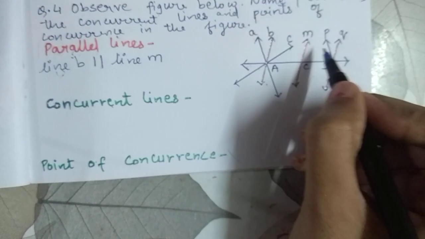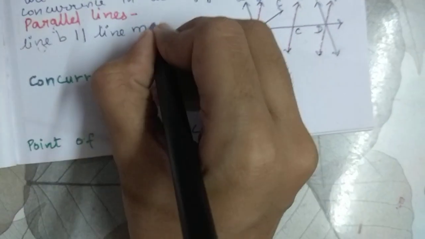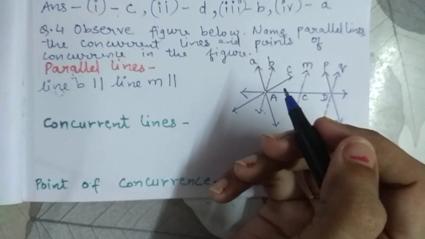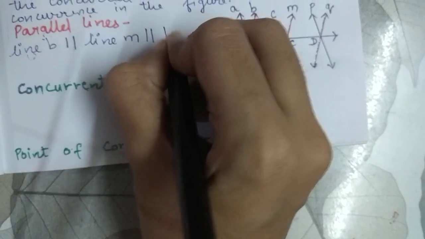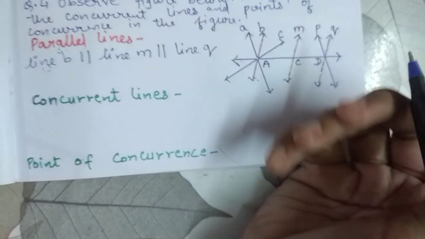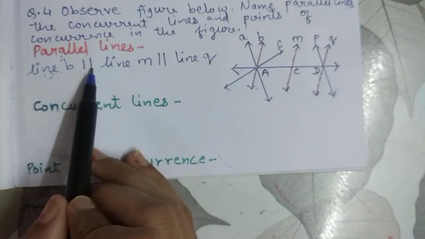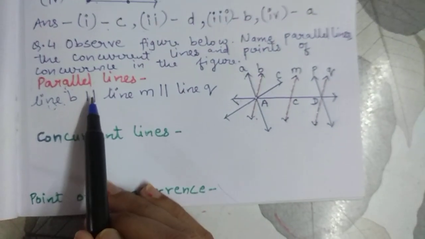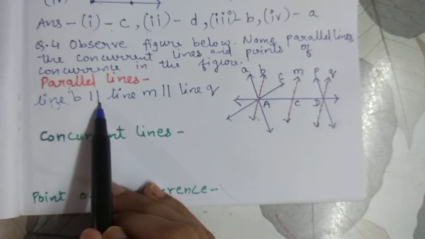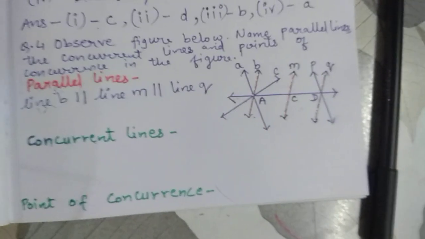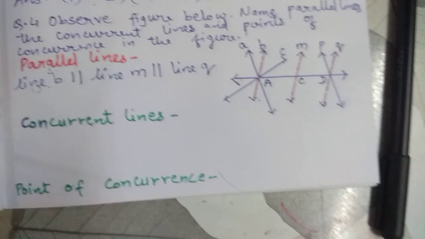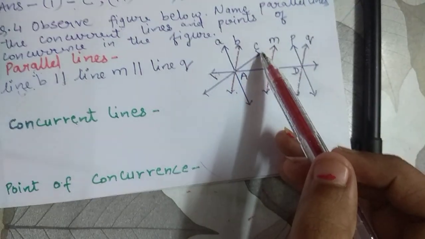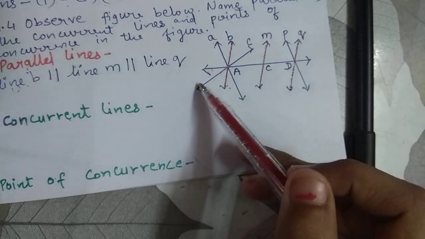Now again that line M is parallel to Q. So again is parallel to. How we read the symbol as is parallel to. So line Q. Line B is parallel to line M is parallel to line Q. This is a symbol of parallel line. Now I can see one more set of parallel lines over here. Yeah, C is not parallel to any of the lines. Line C is not parallel.